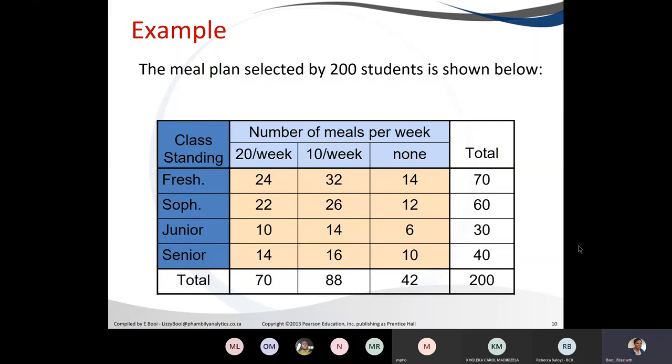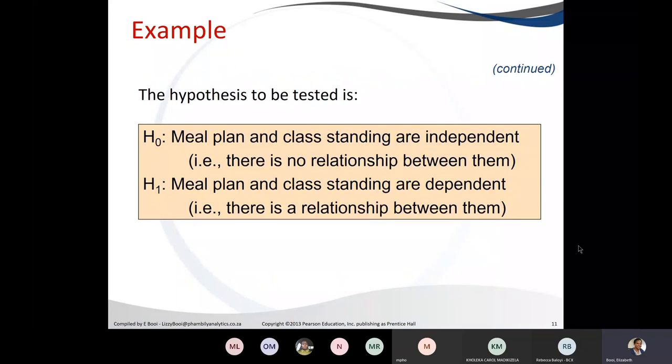So this is the list of students who selected the meal plan, and we want to test whether class standing is independent from the number of meals per week. We state the null hypothesis: meal plan and class standing are independent. The alternative says the meal plan and class standing are dependent. Once we've stated the hypotheses, we determine the next thing. What else are we given? Let's say they gave us an alpha of 0.05.